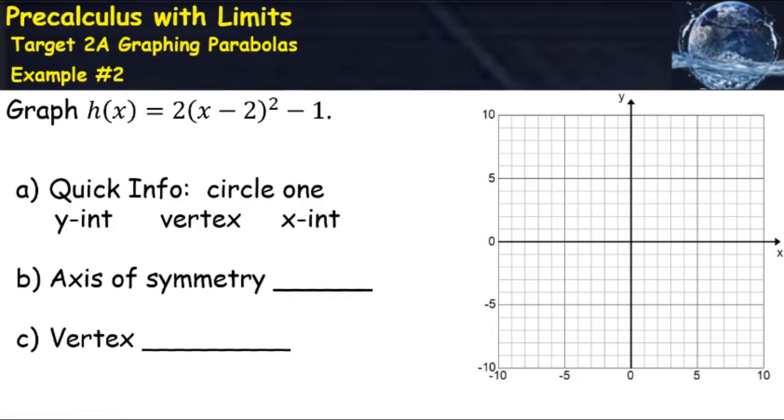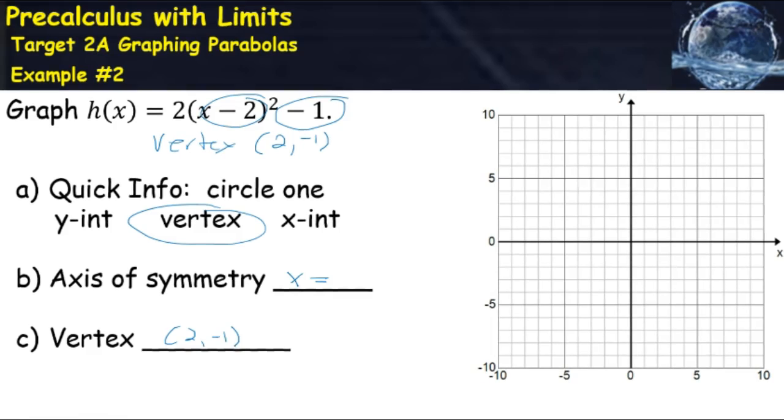Okay, and here is example 2. Again, just the quick information, just from looking at this, I get the vertex. I know the vertex is the opposite of that, so the opposite is +2, and then whatever that is, which is -1. So my vertex is 2, -1. Now my axis of symmetry, remember, is always x equals whatever that value is, so x equals 2. So graphing it, I'm going to do this in red so it's easier to see, and I go to 2, -1.